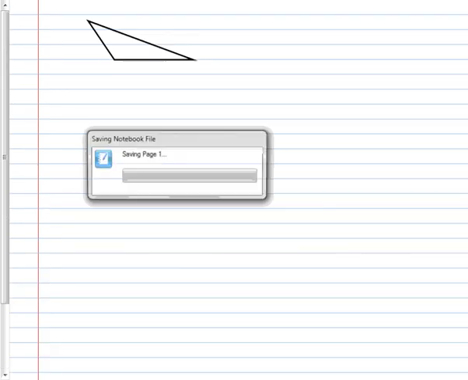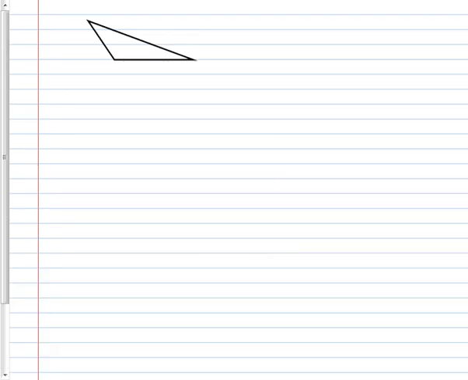Number 8. Random triangle appears. So we'll get rid of such triangle. There we go. Number 8. Find the measure of angle I.